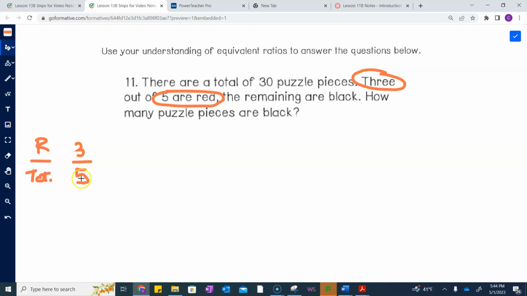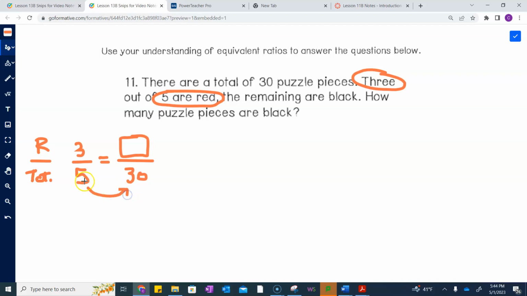3 puzzle pieces to every 5 puzzle pieces are red. And there are 30 puzzle pieces. So I'm going to create a new ratio that says, hey, 3 to every 5, I need 30 altogether. So how many are going to be red? So I'm going to focus right now on finding the red pieces. Again, there's other ways to approach this problem. We're just going to use the 3 to 5 and the 30.